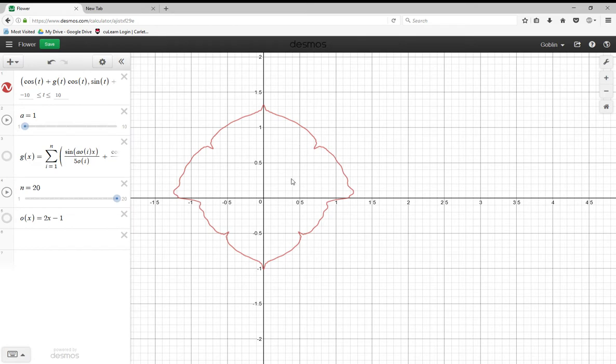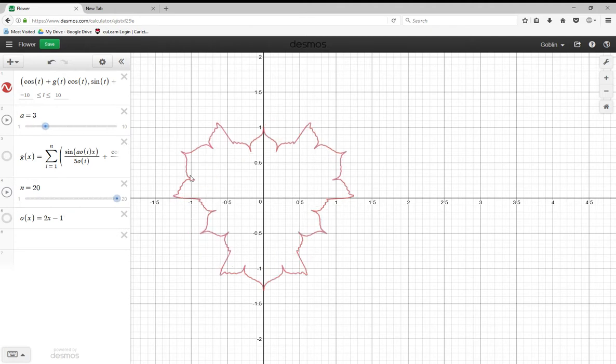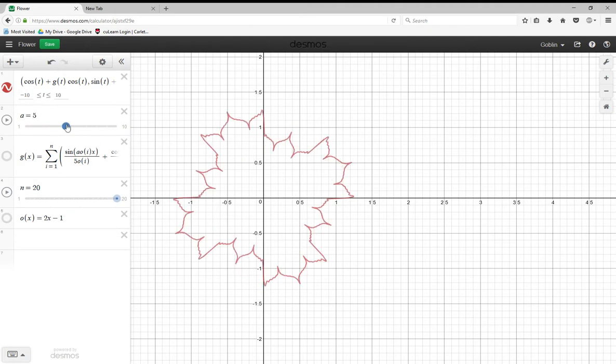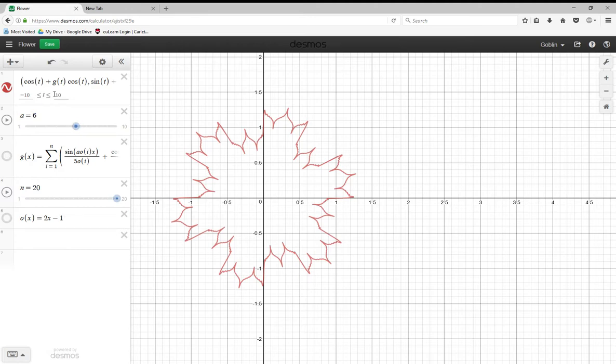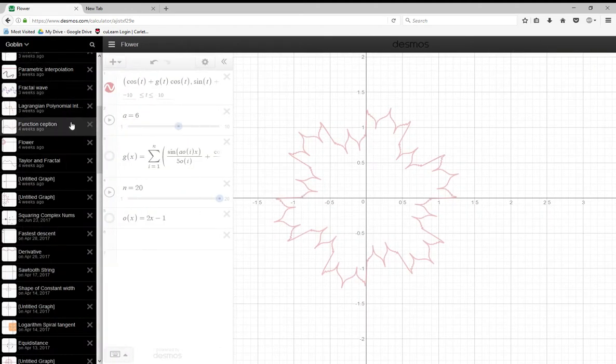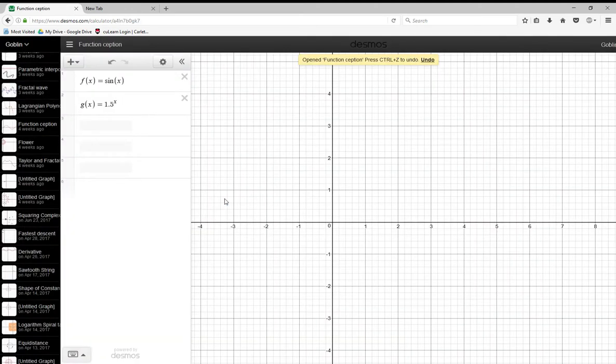That's kind of funny. Weird. 2 petals. 3 petals is when it's really kind of flowery looking. Not really until you get to like there. I don't know. There's that one. Functionception. Oh, I like this one.